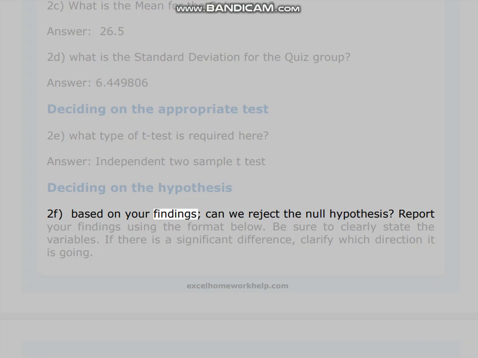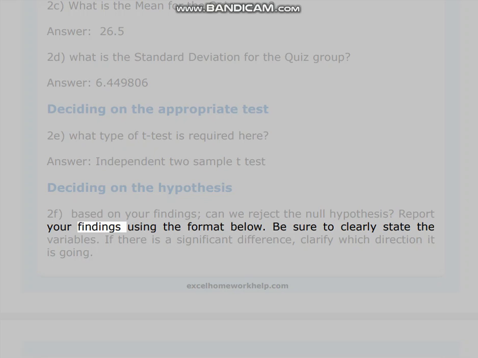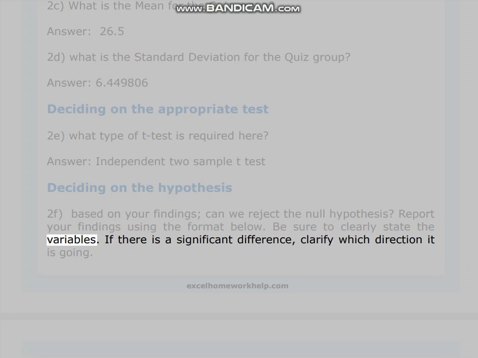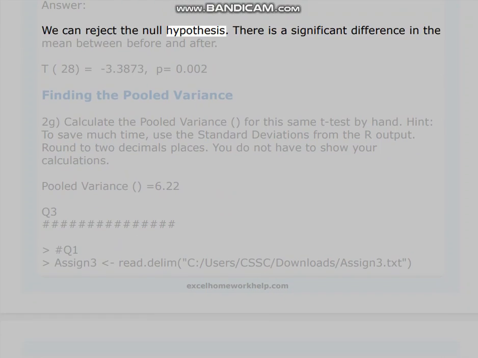Deciding on the hypothesis. 2F. Based on your findings, can we reject the null hypothesis? Report your findings using the format below. Be sure to clearly state the variables. If there is a significant difference, clarify which direction it is going. Answer: we can reject the null hypothesis. There is a significant difference in the mean between study and quiz. t(28) equals minus 3.3873, p equals 0.002.